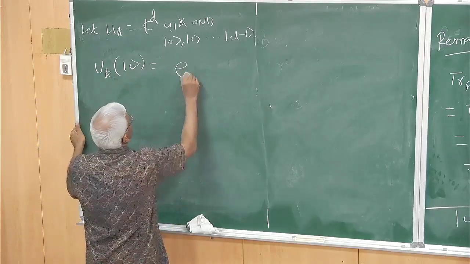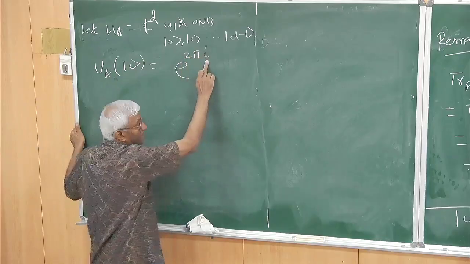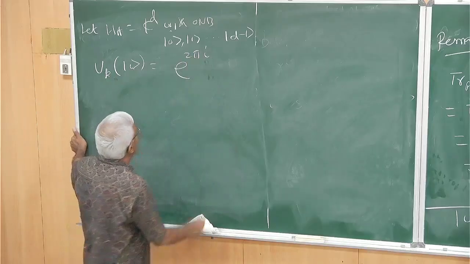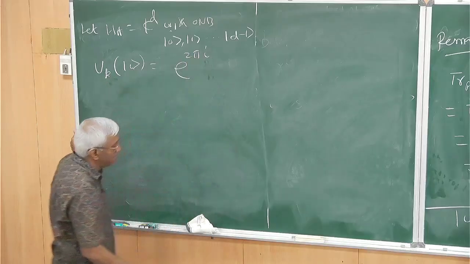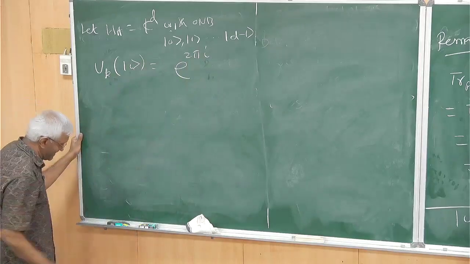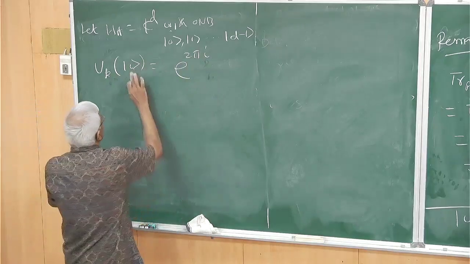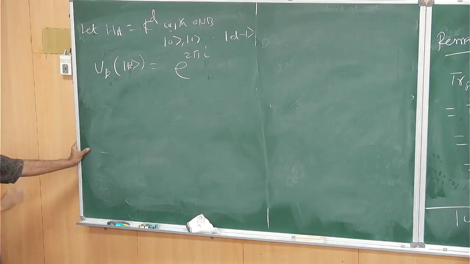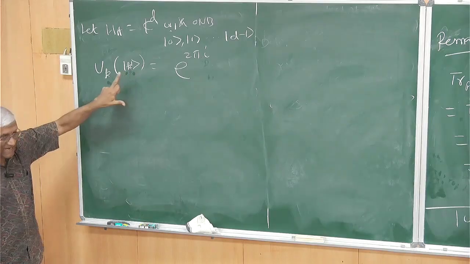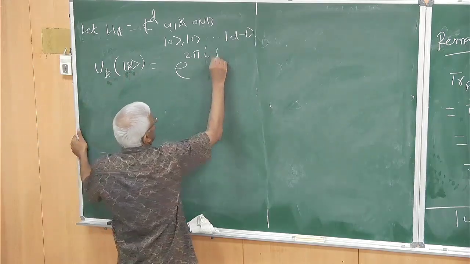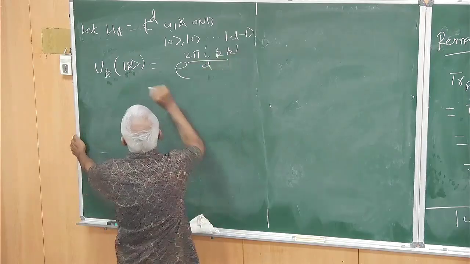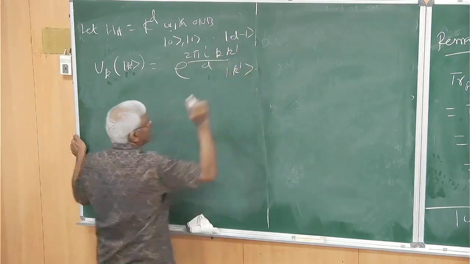It is e to the power 2 pi i, where this i is the square root of minus 1, the imaginary i, not the index i. So I cannot use i as the index, I have to use k prime. U_k acting on the k prime vector is just e to the power 2 pi i k k prime divided by the dimension d, times k prime itself.